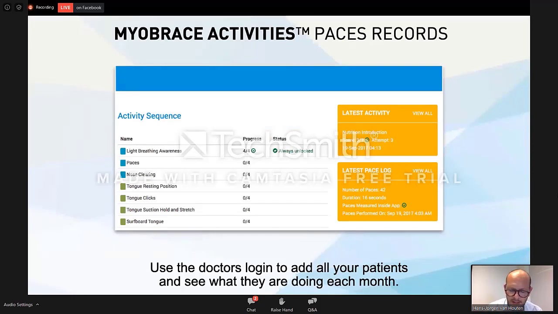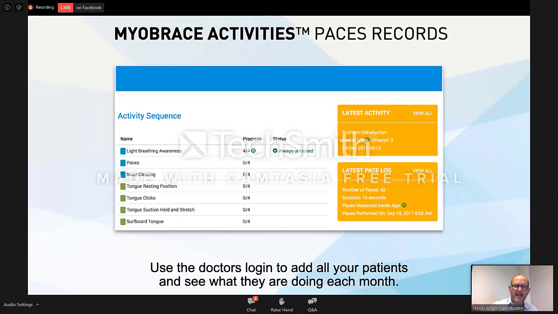One of the good tools in the application is that there is a back-end program. The back-end program gives access to the doctor and to the assistant, and they can see what the patient has been doing, how much he has been doing, in how many attempts, etc. So in the back-end program of this application, the doctor can follow the patient. What was the last activity? What were the last logs of the paces?